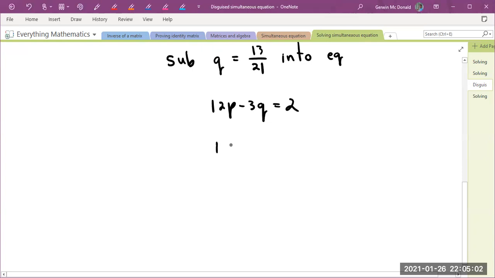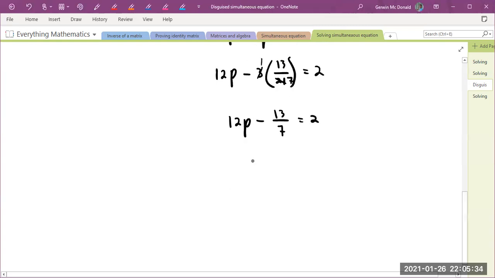Right, so here we have 12p minus 3, and remember our Q now is 13 over 21, and that's equal to 2. 13 over 21, this could work out, so 3 could go into 12 once, and 3 could go into 21 7 times. So that leaves us with 12p minus 13 over 7 equal to 2, right? I send that fraction to the other side. So I have 12p is equal to 2 plus 13 over 7.